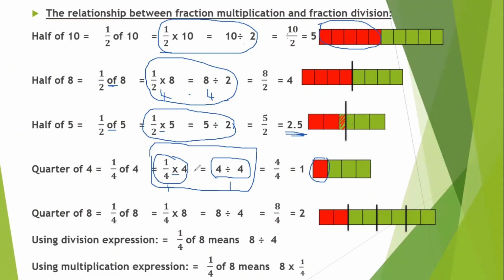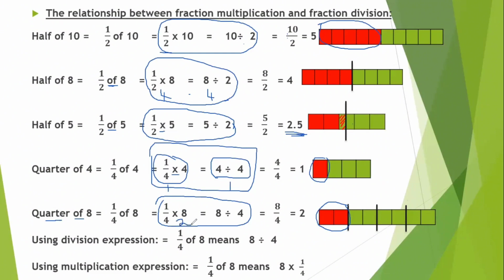If I ask, what is the quarter of 8? I can change quarter to a fraction and change of to times. And it also means 8 divided by 4. What is the quarter of 8? If I have 1, 2, 3, 4, 5, 6, 7, 8, and I divide it to quarters, this is a quarter, and this is another quarter, quarter, quarter. So the quarter of 8 is 2.